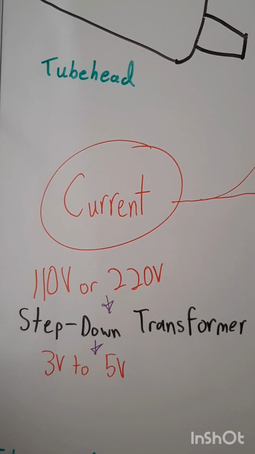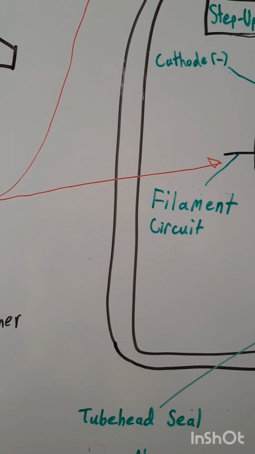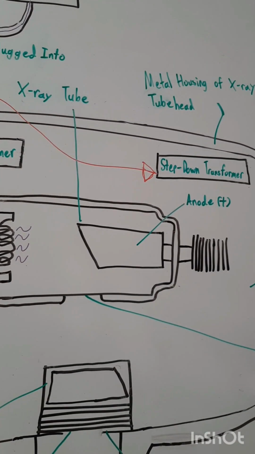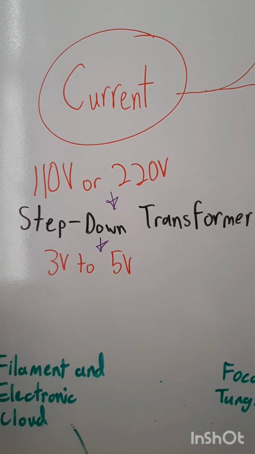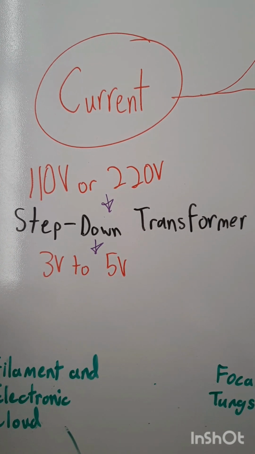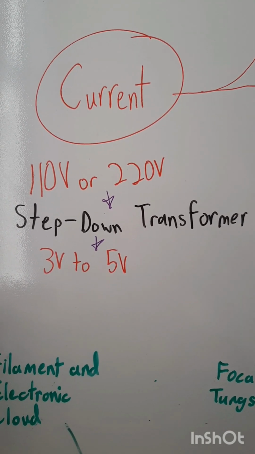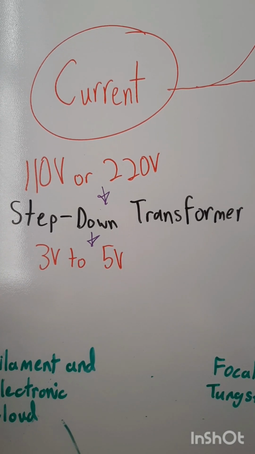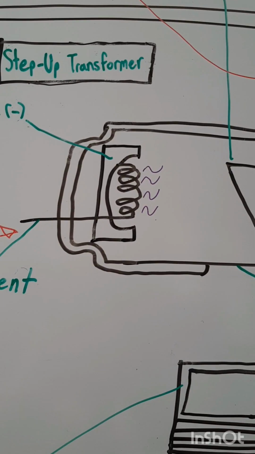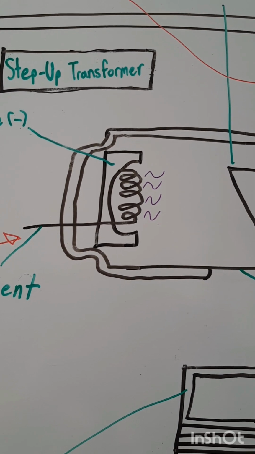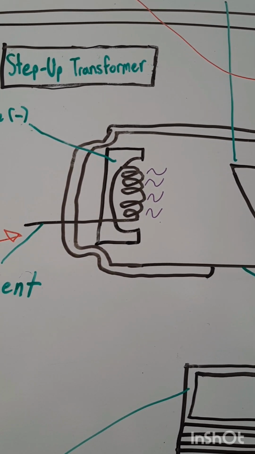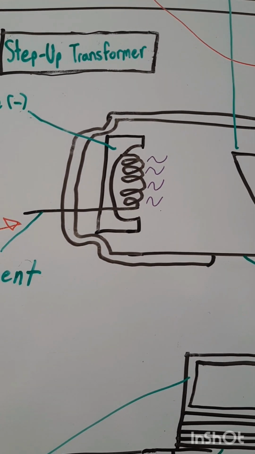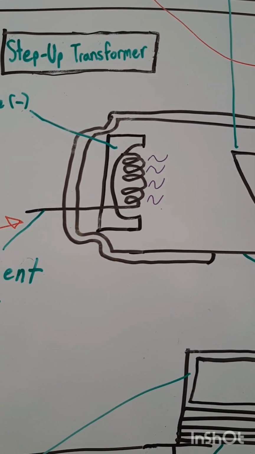This current is directed to the filament circuit and step-down transformer in the tube head. The step-down transformer reduces the 110 or 220 volts entering voltage to around 3 to 5 volts. The filament circuit uses this reduced voltage to heat the tungsten filament in the cathode portion of the X-ray tube.